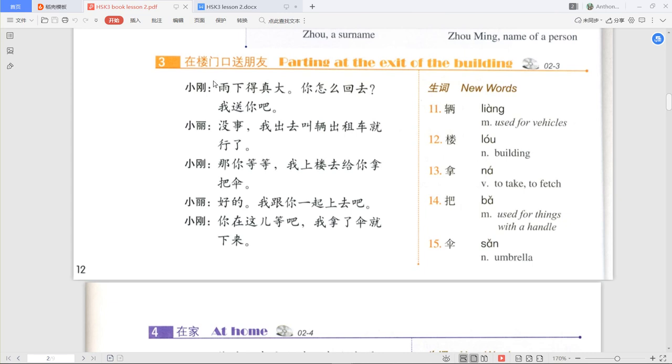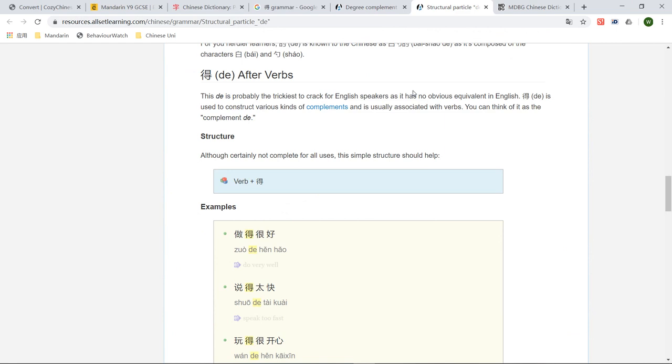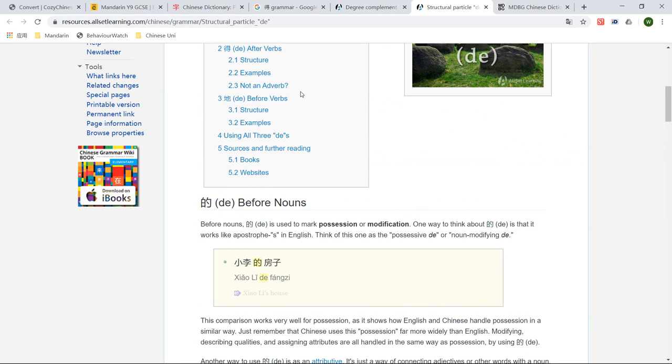Here, first sentence, 雨下得真大。This part is quite tricky. First of all, we need to look at this character, de. The simple way to say it: de comes after the verb, then you have some other parts after this de. The part after de will modify the verb before this de. So, I got this website. This is a very good, very useful resource for learning Chinese grammar, Chinese Grammar Wiki.